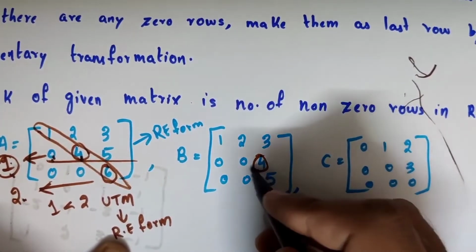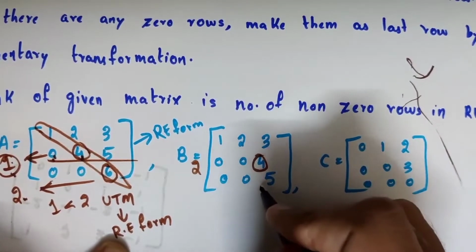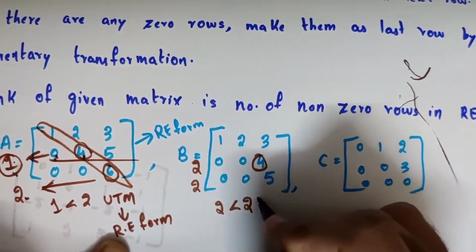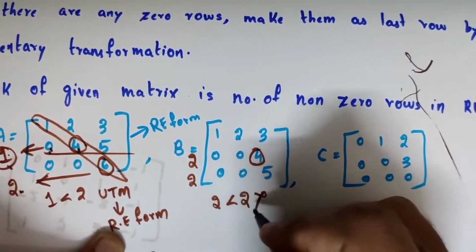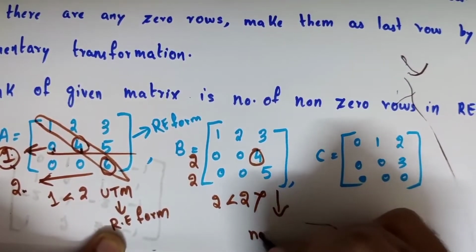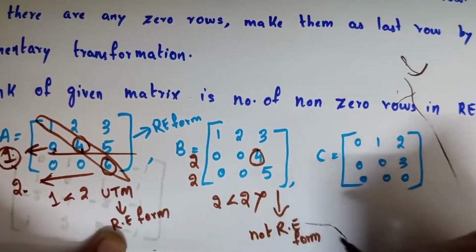So how many zeros do you have before the non-zero element? You have 2 zeros. Similarly, in the next row, how many zeros do you have? 2. So can you say that 2 is less than 2? Obviously no, it is a crime if you say so. So 2 is not less than 2. So this is not row echelon form.